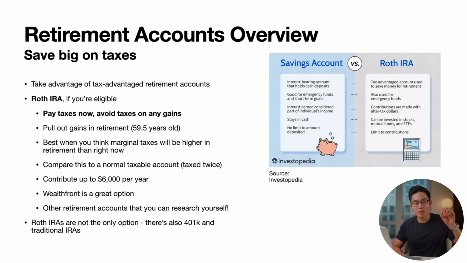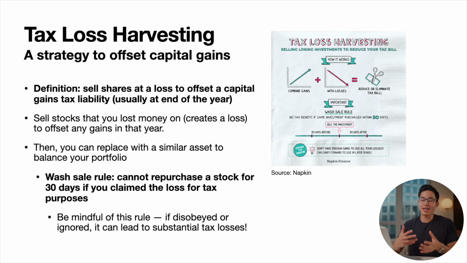And I mentioned before, but you can contribute up to $6,000 per year or $7,000 if you're age 50 or older. There are some income requirements, so you can't make over a certain amount of money for a Roth IRA. But if you do make over that, you can actually do a backdoor Roth. I recommend looking into that if you are a high earner. And besides the Roth IRA, there are other types of retirement accounts like the traditional IRA, as well as the 401k and SEP. Now let's talk a little bit more about tax loss harvesting.